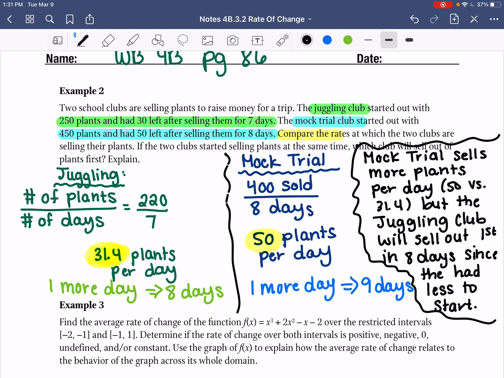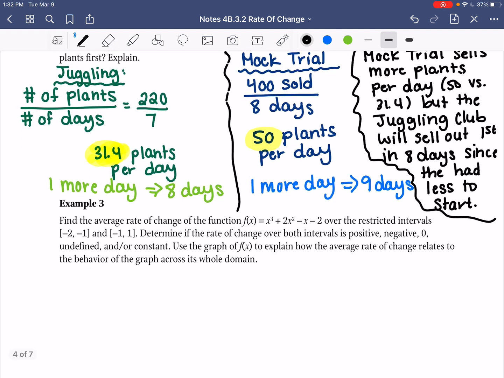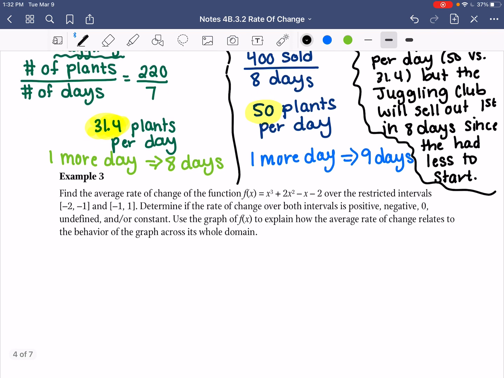So mock trial sells more plants per day. We compared the rates, 50 versus 31.4. But the juggling club will sell out first in 8 days since they had less to start. The mock trial is going to take 9 days. Hopefully you guys can all fit that in your little area.